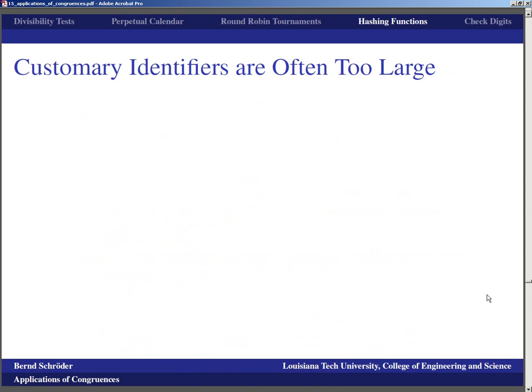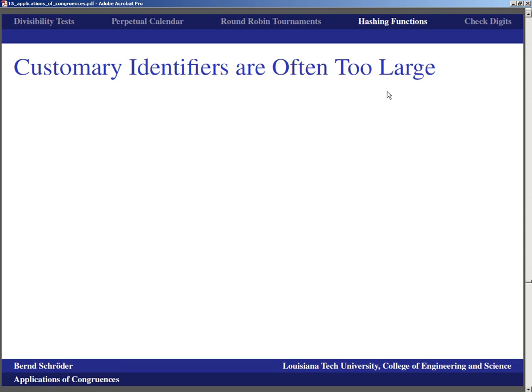Okay, and that's already it for the round robin tournaments. Isn't that nice? That took a whole lot less than all the other stuff, and we even had a proof. Now, for the hashing functions, we're not going to go through the proof. We're just going to explain how hashing works and why it's needed.